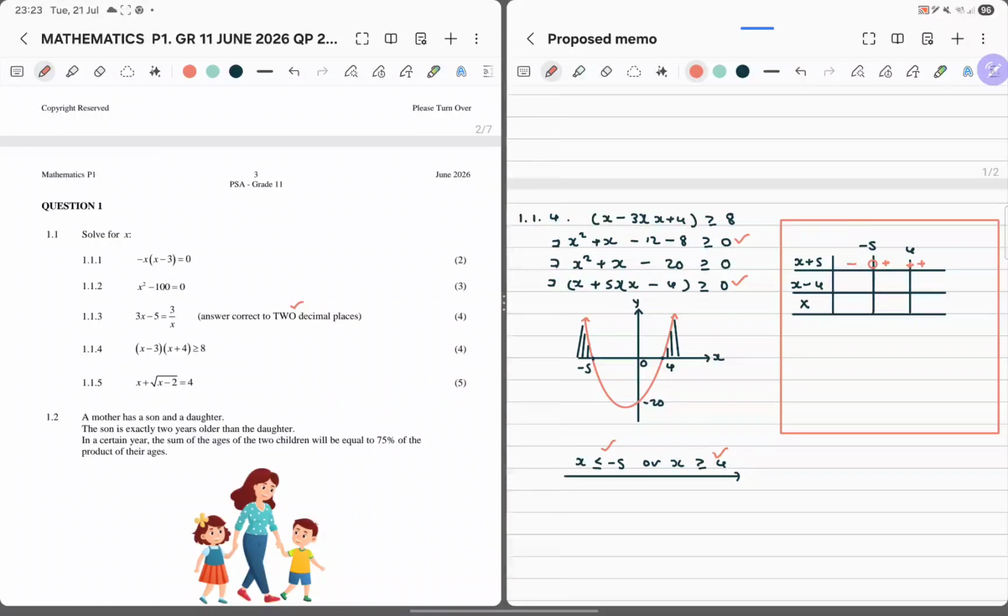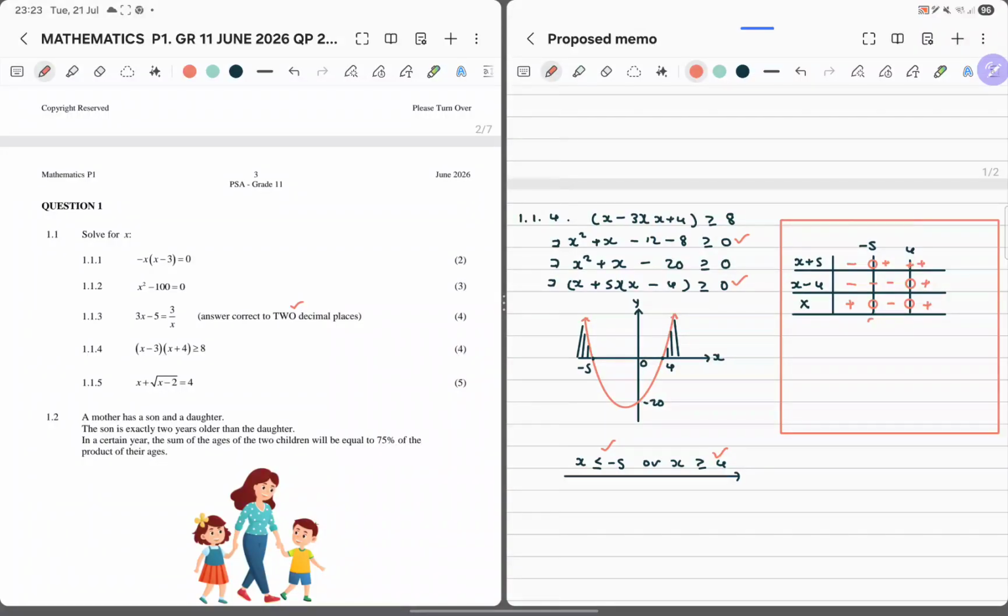And obviously the other side would be negative. When is the next one going to give us 0? When x is 4. Then anything bigger than 4 gives us a positive. This side becomes negative. We do the product. Negative times negative is positive. 0 times any number is 0. Positive times negative is negative. Positive times 0 is 0. Positive times positive is positive.